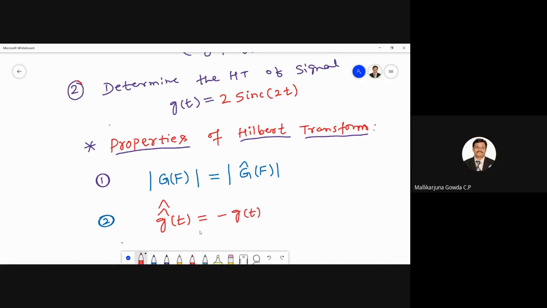Once I take the Hilbert transform, it gets a 90-degree phase shift. If I take it twice, it gets a 180-degree phase shift. Then I can say there will be a sign reversal in the signal. So this is the third property.